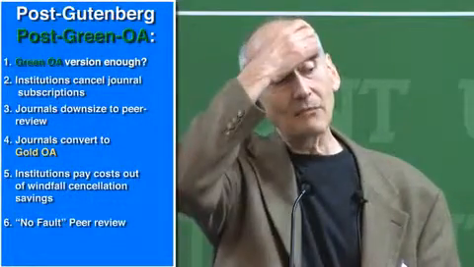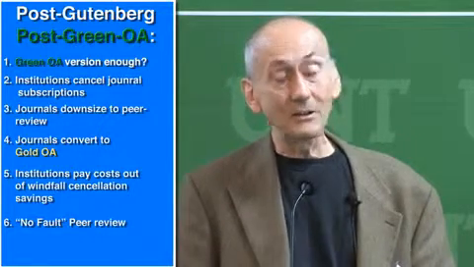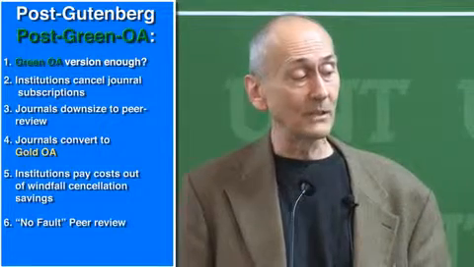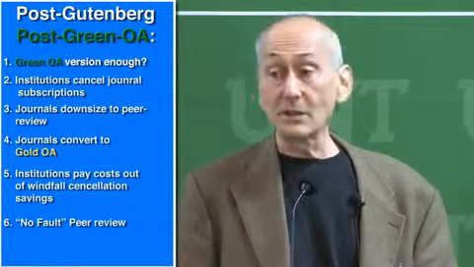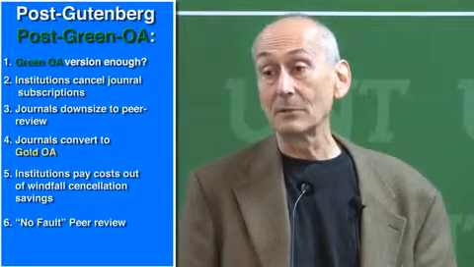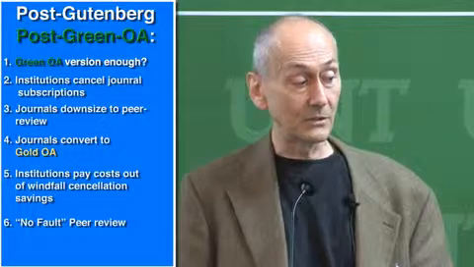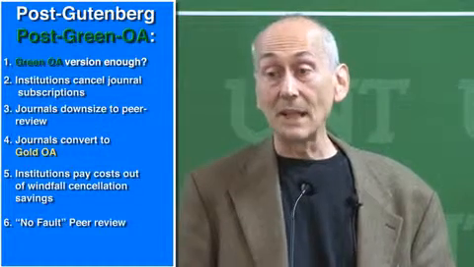What's likely to happen after green? This is all speculation now, and I do it under duress, but people insist on asking what happens next. Once green open access becomes universal, will it turn out that the green open access version is found sufficient by authors so that they don't bother anymore with the journals, in which case institutions may very well cancel their journal subscriptions and journals will have to downsize.